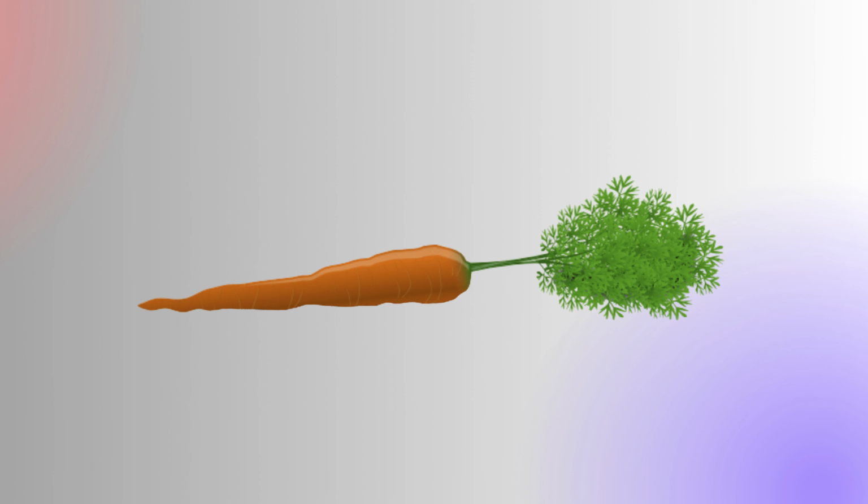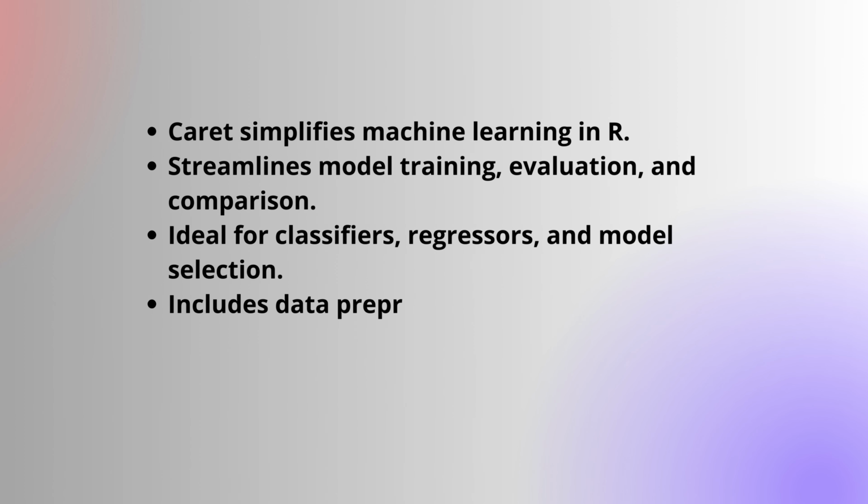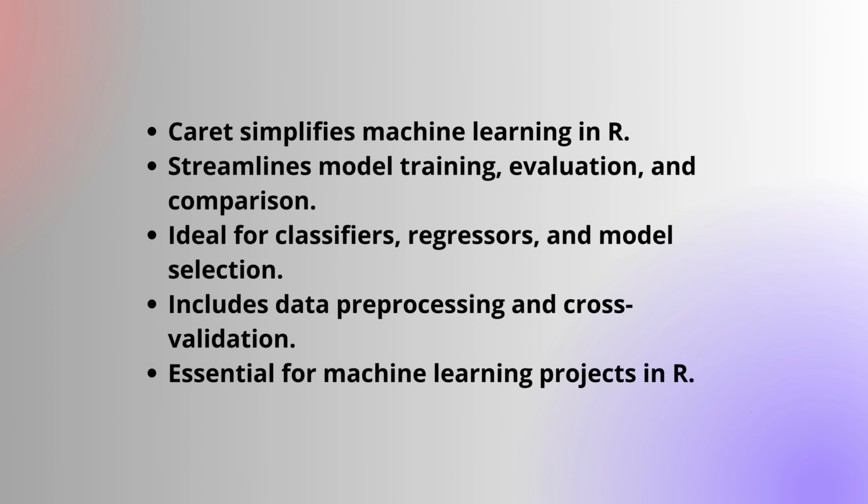Moving on to Carrot, an R package that's a game-changer for machine learning. Carrot is your go-to package for predictive modeling and machine learning in R. It simplifies the process of training, evaluating, and comparing a wide range of machine learning models. Whether you're building classifiers, regressors, or diving into complex model comparisons, Carrot has you covered. It's a must-have for anyone venturing into machine learning.